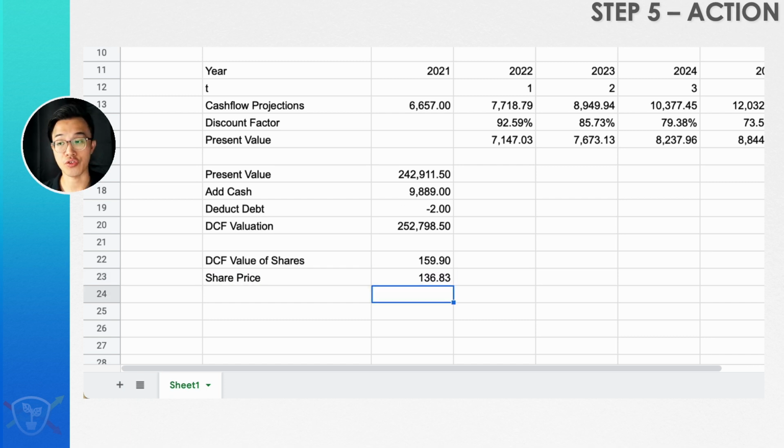So the shares were trading at $136.83, which is equivalent to a 14% discount. So the market may potentially be undervaluing the shares of Nike by about 14%. So what do we do here? Do we just buy the shares straight away?